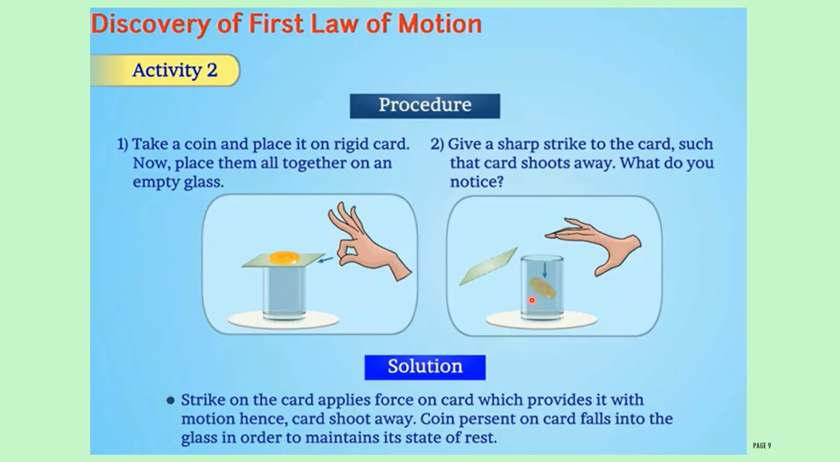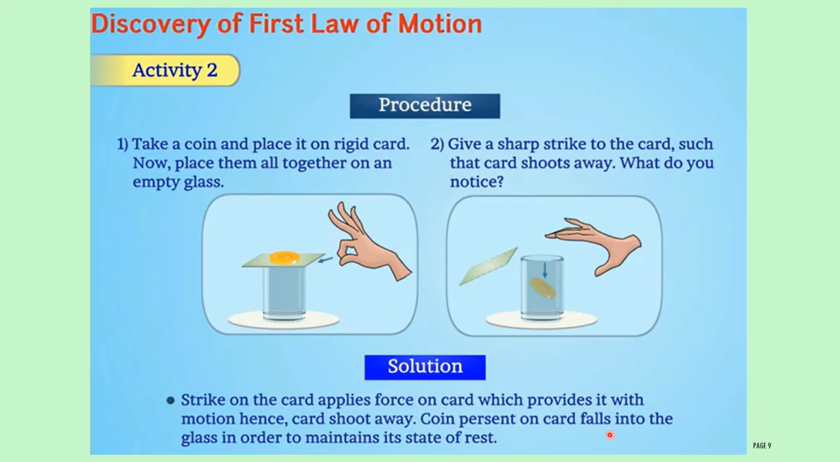Then what will you observe? Let us discuss. The strike on the card applies a force on the card, which provides it with motion. When you strike the card, it acquires a force. Because of the force, the card starts moving, and hence the card shoots away.